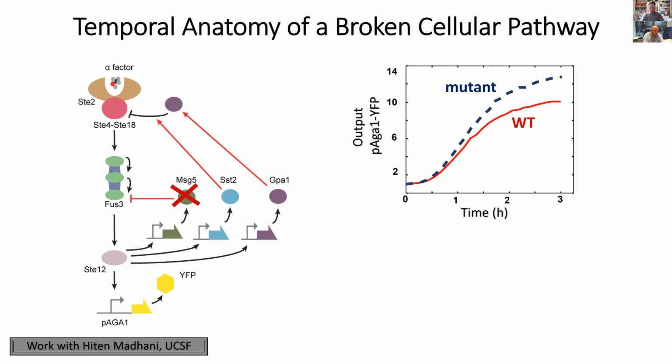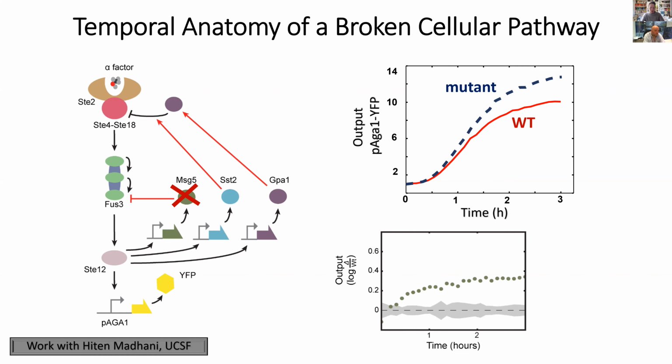So this is how the data looks. This is the output plotted as a function of time for a dose of pheromone. And as you can see, the wild type and the mutant are obviously different. Now, what's important about this is that the difference between the mutant and the wild type is actually not constant. It's changing as a function of time.